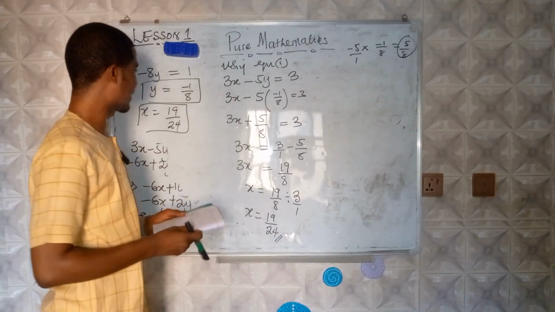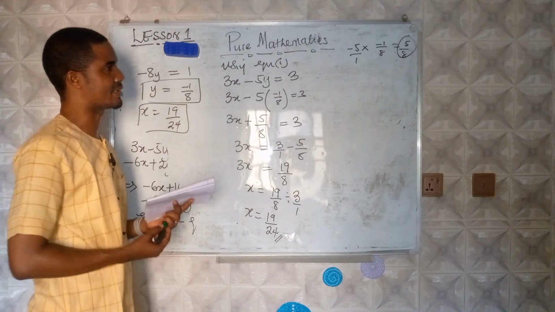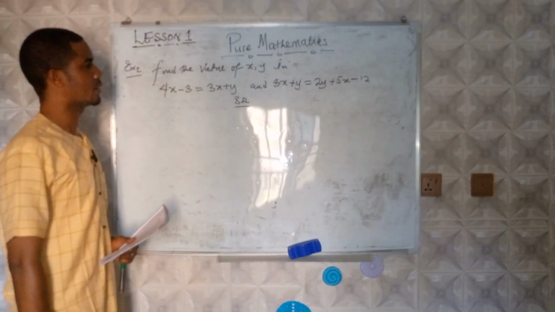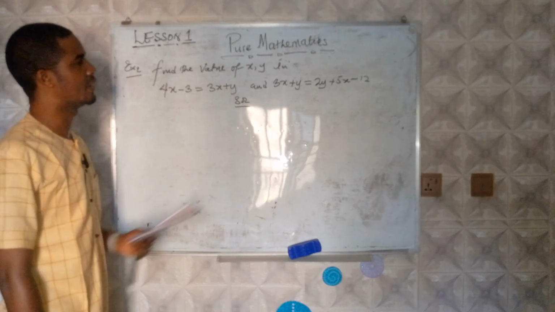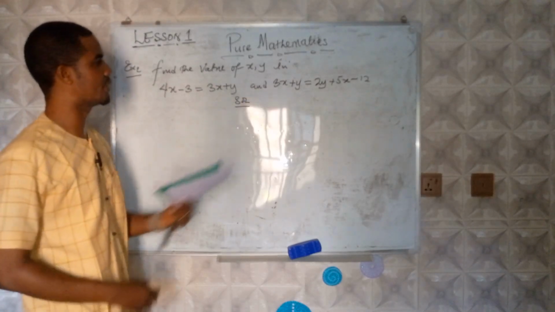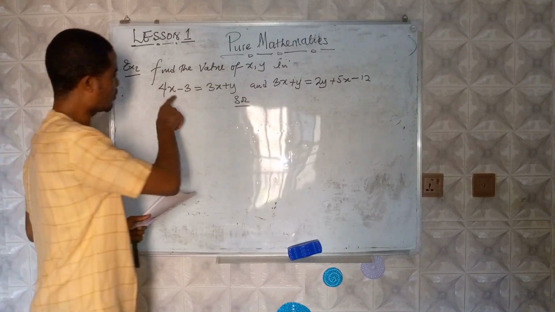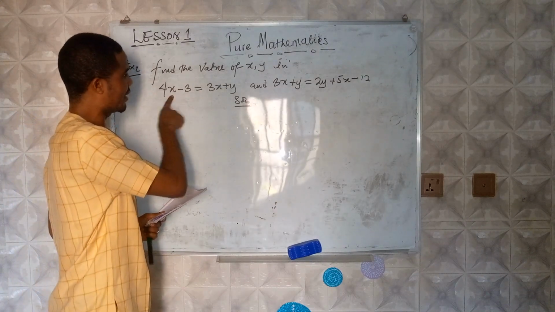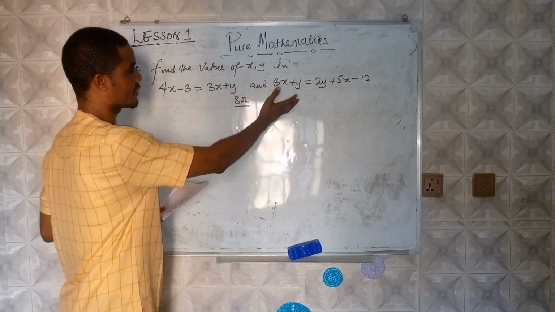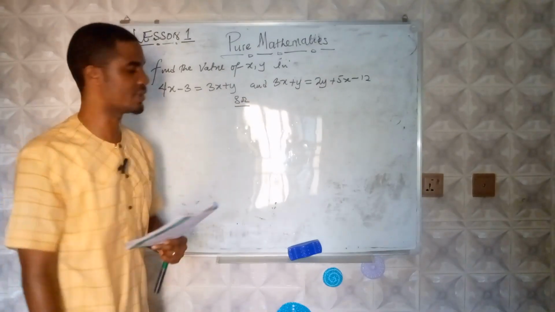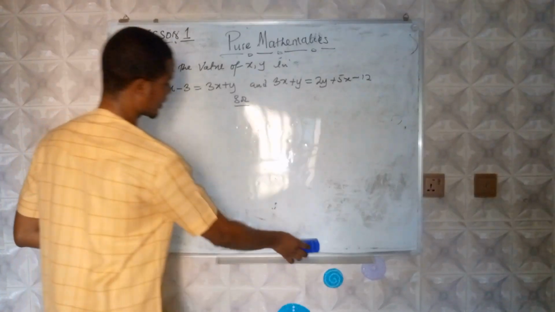So we go to another example, which is, looking at the board, we have another example facing us. Find the values of x and y in the equation below. Looking at that equation, you see that the highest power of the variables here is 1. So these are linear equations. For me to be able to solve them, I must use simultaneous equations. I must solve it simultaneously.